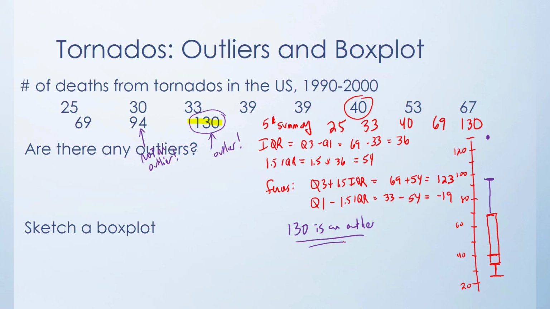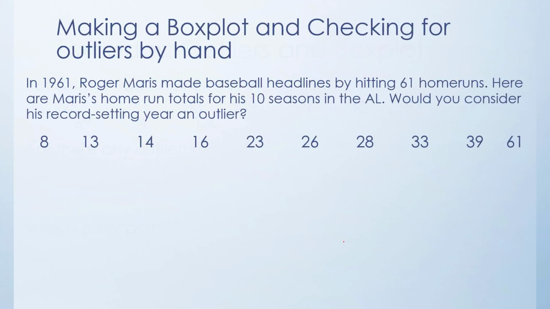All right, so let's try one more example in this video. This one's about baseball. In 1961, Roger Maris hit 61 home runs. That was a big deal back then. He played for 10 seasons in the American League, and we have the number of home runs that he hit in each of those 10 seasons. What we want to know is, was that year where he hit 61 home runs an outlier or not?